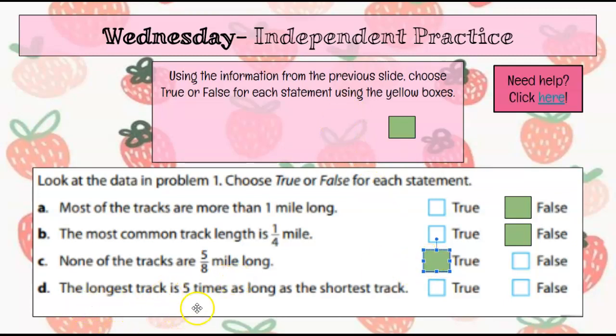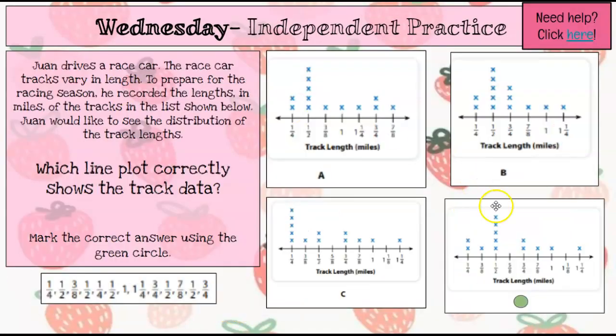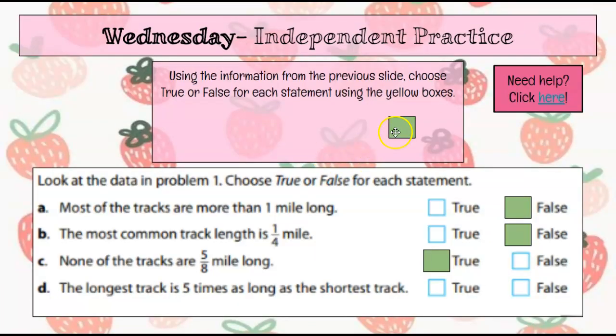And finally, the longest track is 5 times as long as the shortest track. If we look at the shortest track, it's a quarter, and the longest is 1 1/4. So 1 is equal to 4 quarters, and then if you have 1 more quarter, that is the same as 5 quarters. So that is true. 1 1/4 is 5 times as many as 1/4. Nice work, guys.